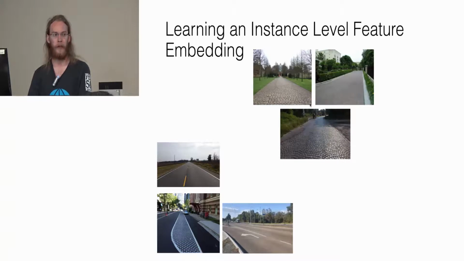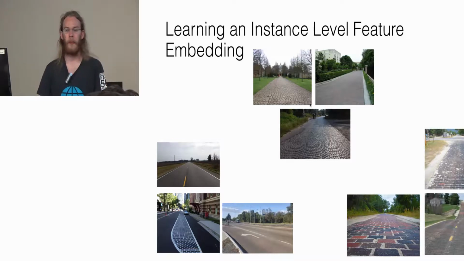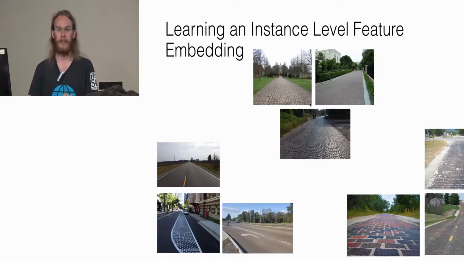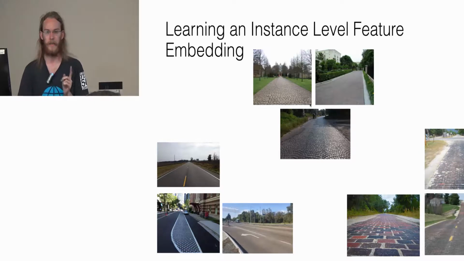All the cobblestone roads migrated over here. And all the brick roads migrated over here. Once these clusters form, the centroid of each cluster is used as the exemplar for that style. So the centroid of the asphalt cluster would become the canonical feature value for asphalt roads. The centroid of this cluster would become the canonical feature value for cobblestone roads.